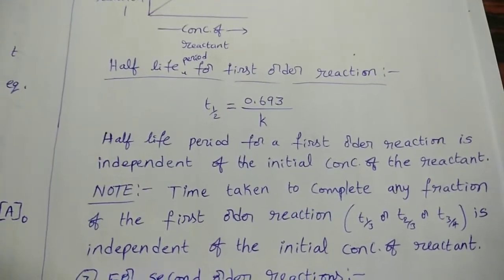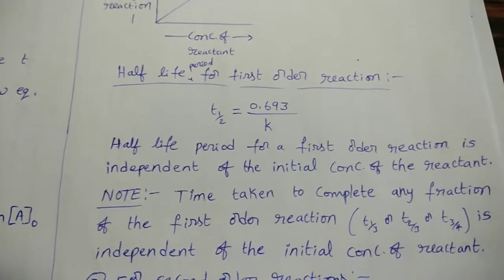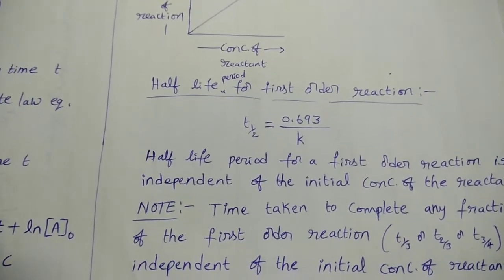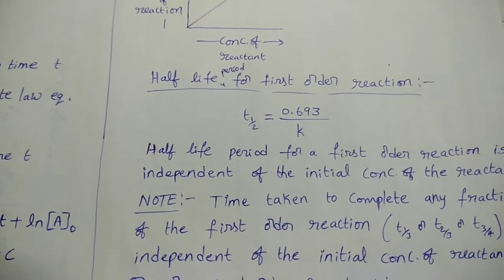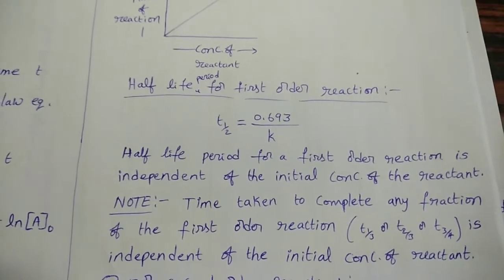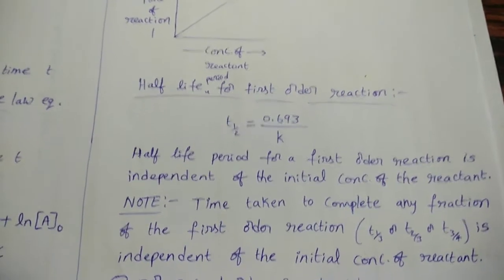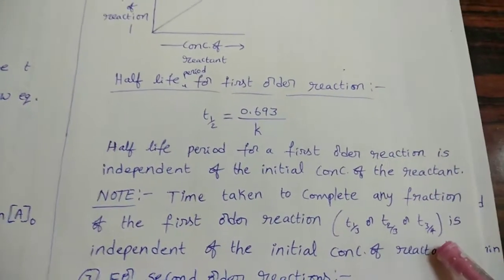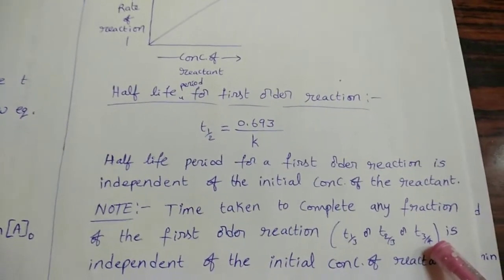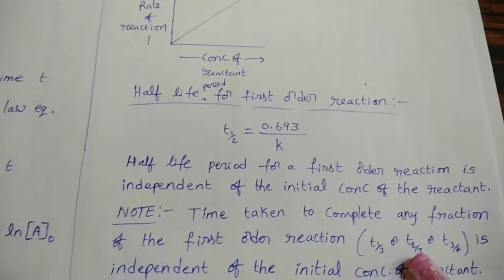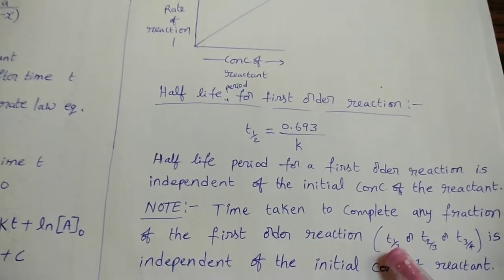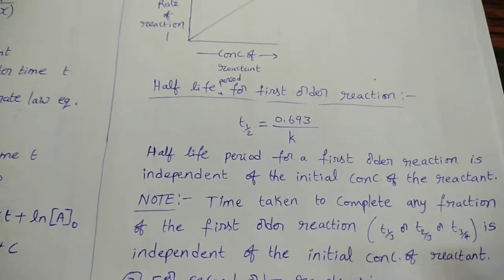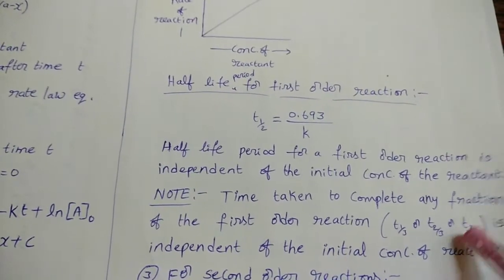Next, the time taken to complete any fraction of a first order reaction, not only half-life. T half means the time required for just 50% completion of the reaction. T 1 by 3, T 2 by 3, T 3 by 4 are the times for 1 by 3, 2 by 3, 3 by 4 part completion of the reaction. That means the time required for the completion of 3 by 4, for 2 by 3, and for 1 by 3. All these time fractions do not depend on the initial concentration of the reactant in case of first order.